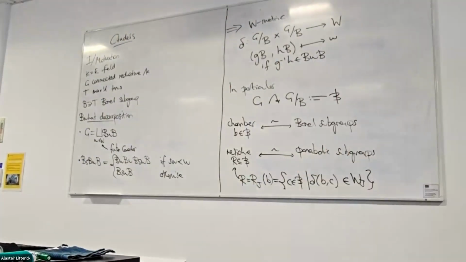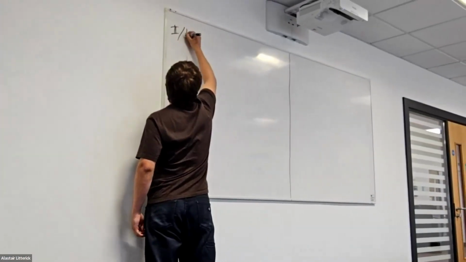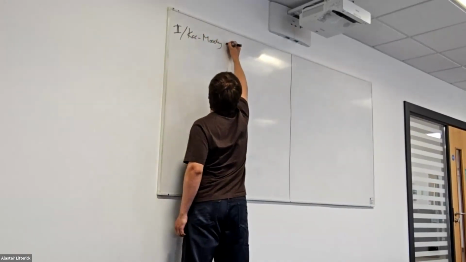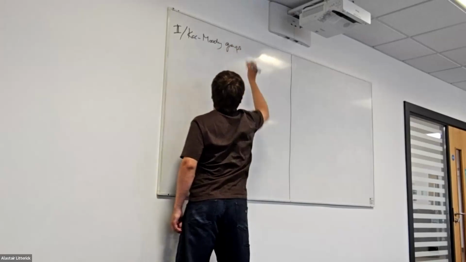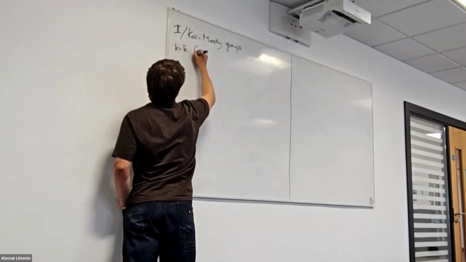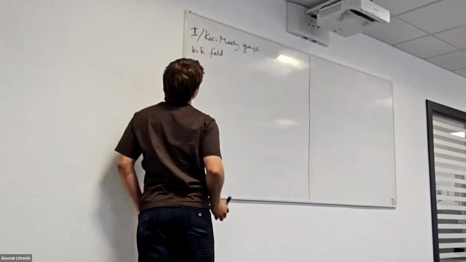Okay, so this is reductive groups, and so why am I trying to extend this? I'm trying to extend this to a class called the Kac-Moody groups. Now I won't define these formally, but I'll try to motivate them. So again, K is an algebraic closed field.